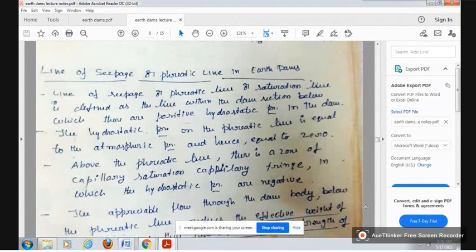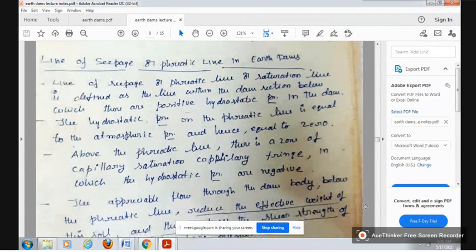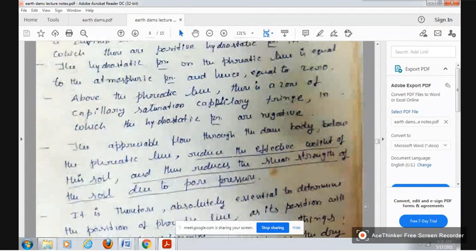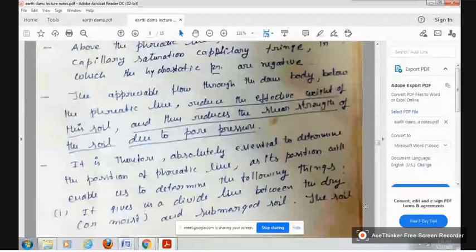So the pressure below the phreatic line is positive. On the phreatic line, the pressure is 0, that is atmospheric pressure, and above the phreatic line, the hydrostatic pressure is negative. The appreciable flow through the dam body below the phreatic line reduces the effective weight of the soil, and thus reduces the shear strength of the soil due to pore pressure.